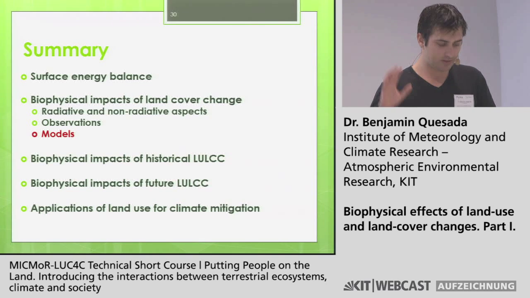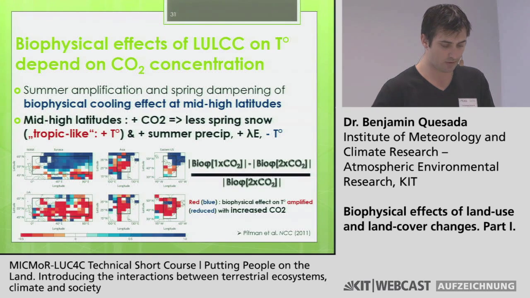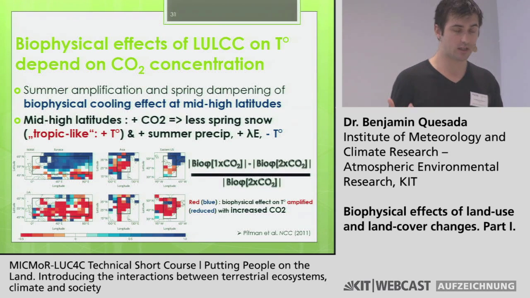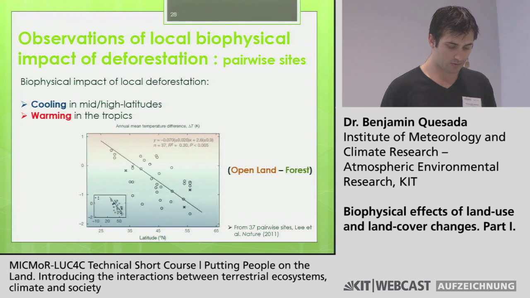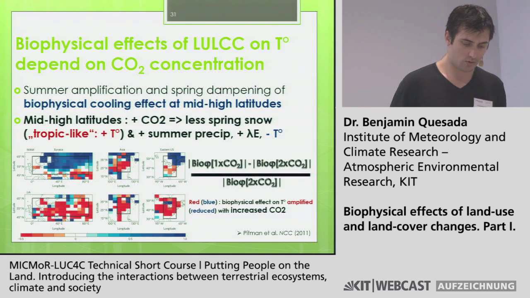Okay, so we have seen the biophysical impacts of land use and land cover change, the radiative and non-radiative aspects, some observational studies, and now I will show some specific modeling experiments to see whether there is a sensitivity of these biophysical effects on temperature. A question is whether the biophysical effect of land use and land cover change on temperature depends on CO2 concentration. Because, for example, this study is for now, the sensitivity now. So what if we increase the CO2?